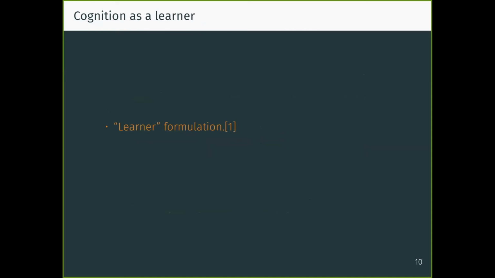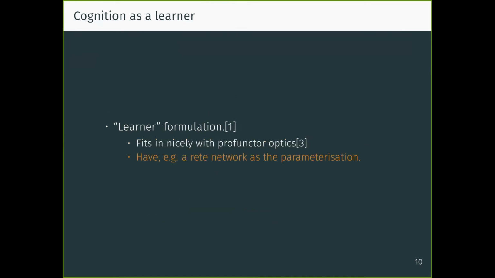Let's consider another style of functor, learners. Learners are just what they sound like. They are functors which can characterize learning. The nice thing about learners for our purposes is that they fit in snugly to the framework of profunctor optics, keeping to the common theme of equipment and pro-arrows. Learners have a parameterization. One way to parameterize them is to use a rete network.